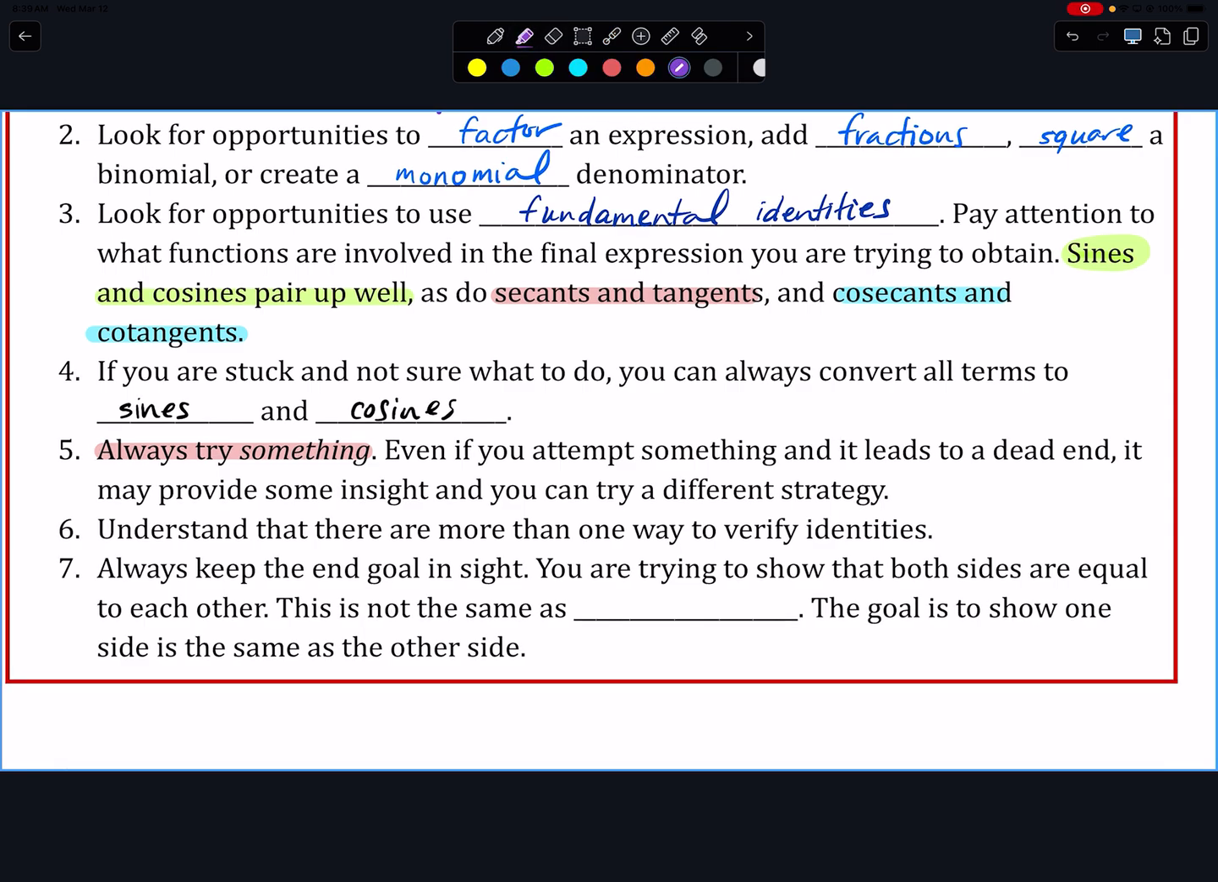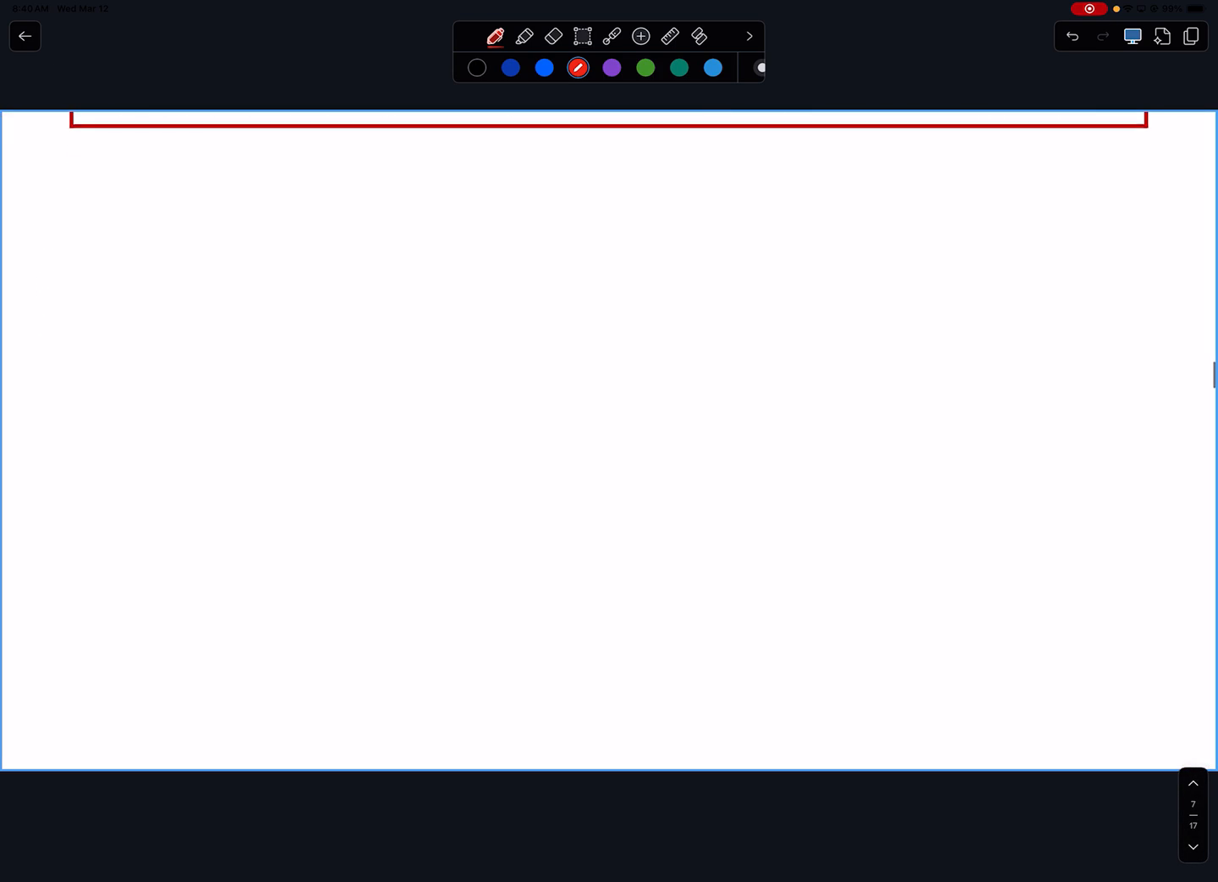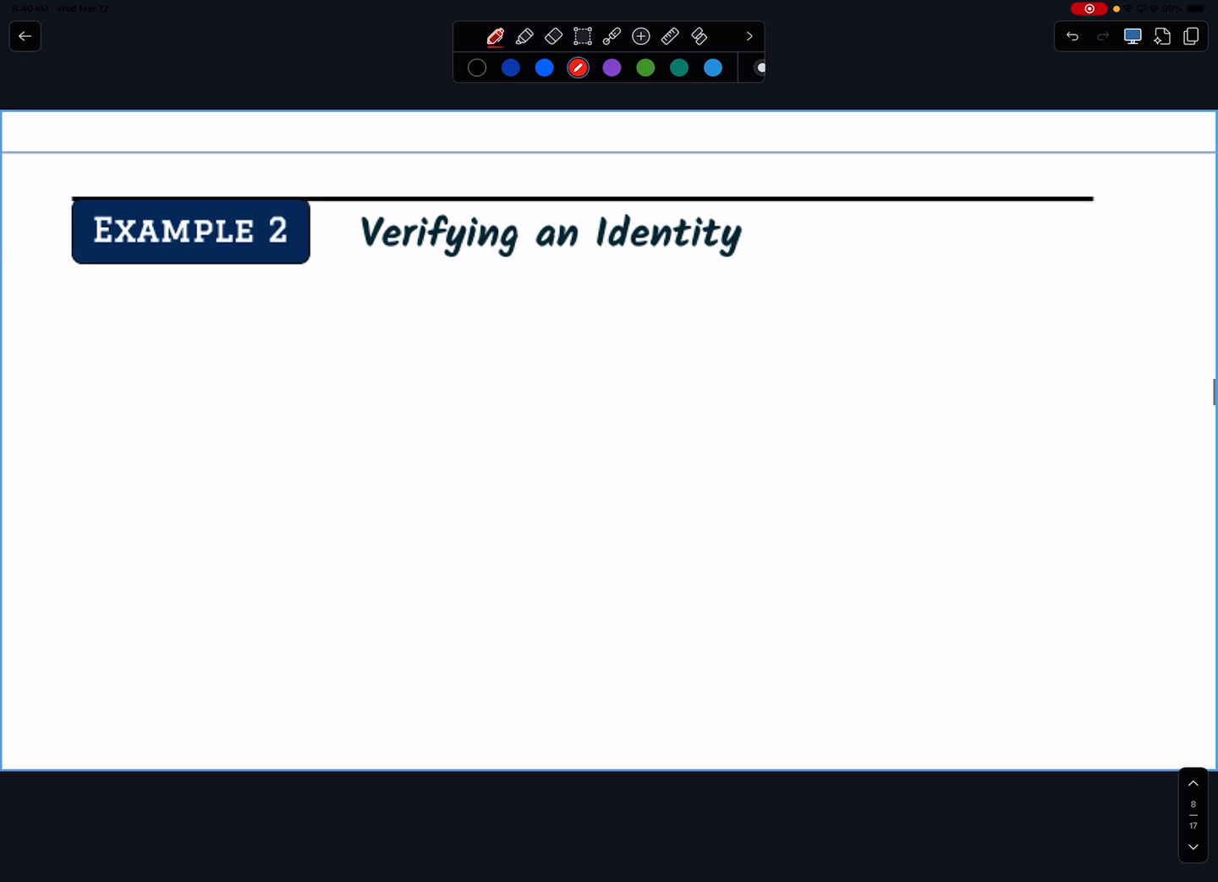Always keep your end goal in sight. You're trying to show that both sides are equal to each other. This is not the same as solving. The goal is to show one side is the same as the other side. Okay. So first example.